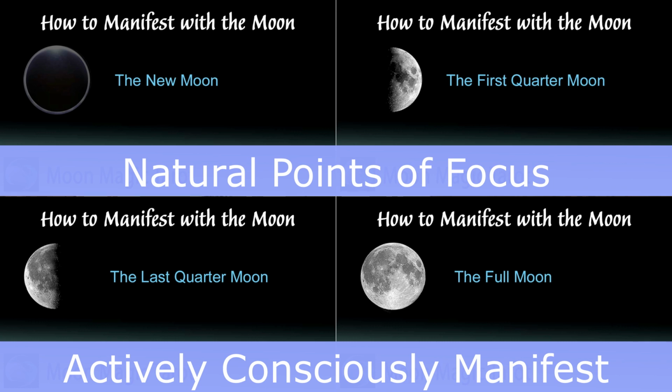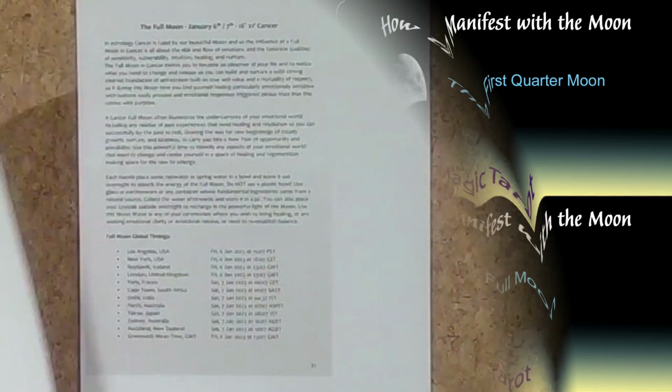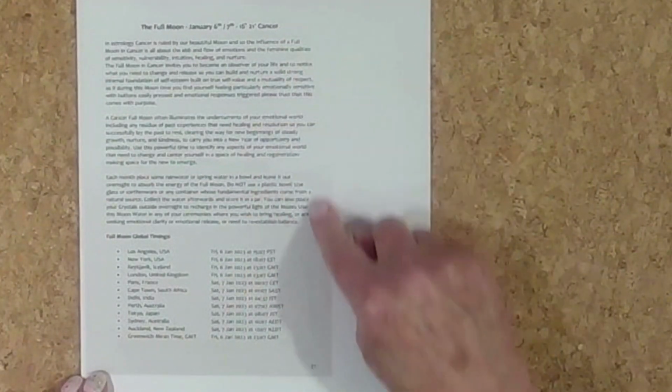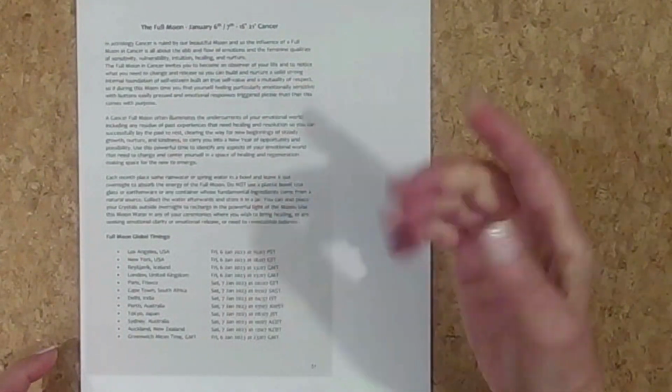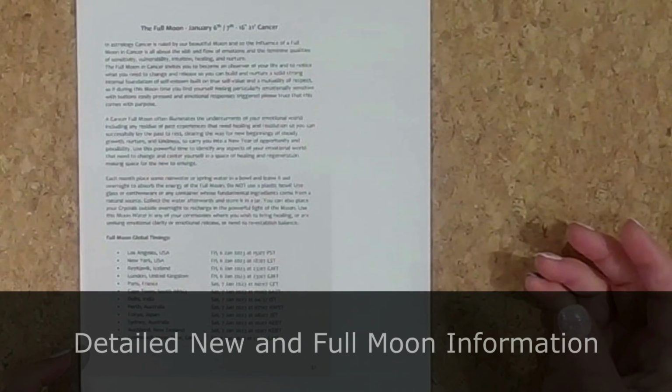So in the journal, I've placed a much greater emphasis on those four points of the lunar month: the new moon, the first quarter, the full moon, the last quarter, and then of course we reach the next new moon. So the way that I've laid out the journal is I've given a lot more information about the actual full moon and the new moons.